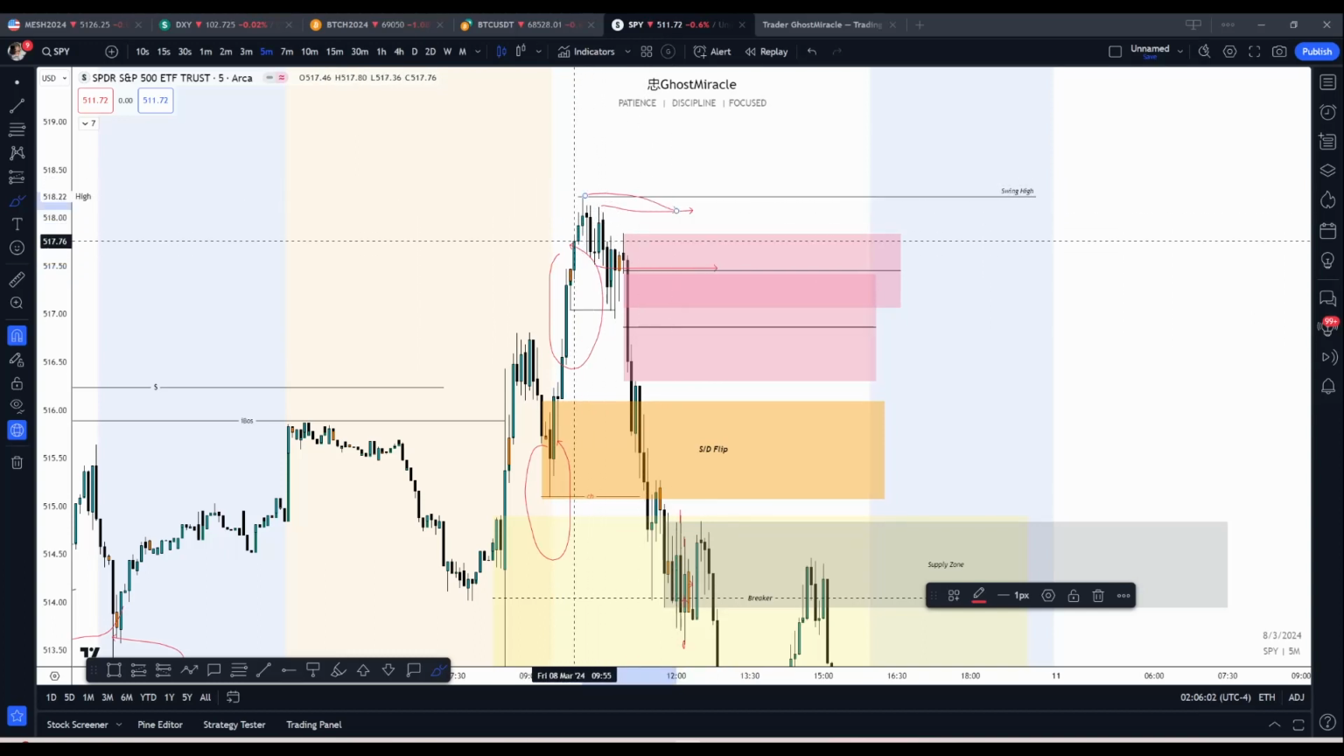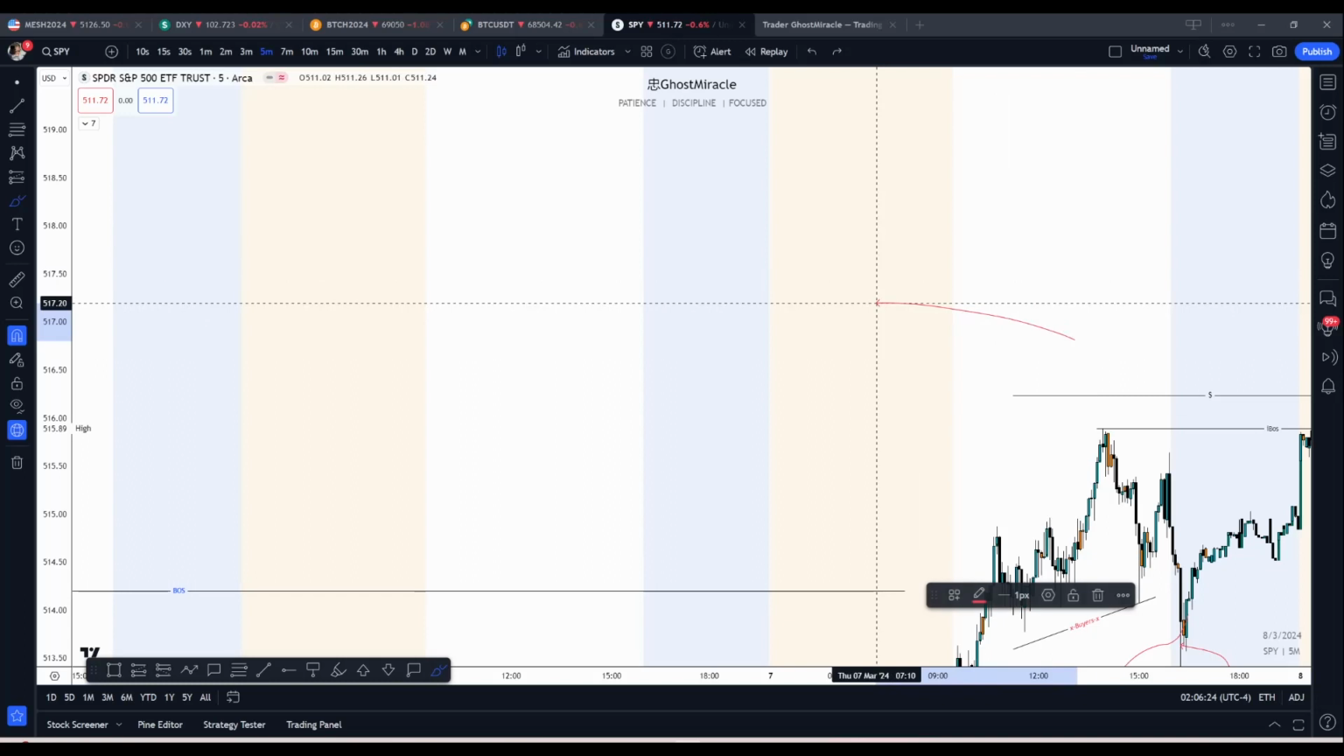for price to tap back into, because price mitigated this before going down and then broke, gave you another internal fractal, and then came back into this zone here and then flushed, right? Taking out sellers and then flush.